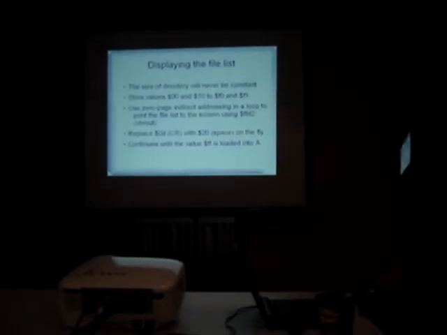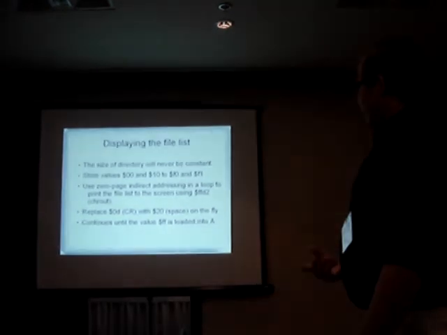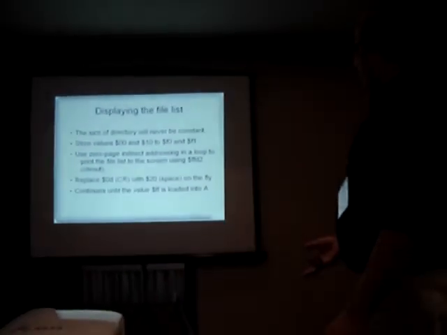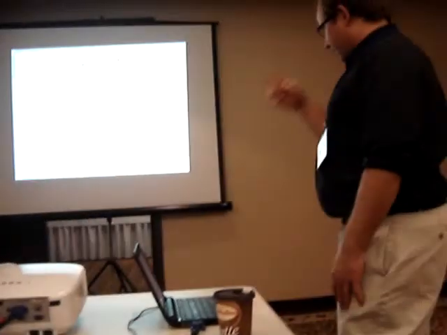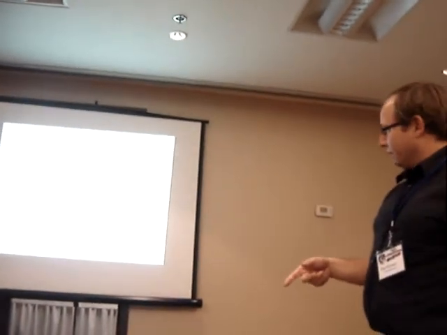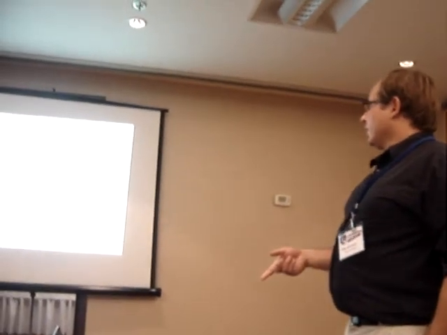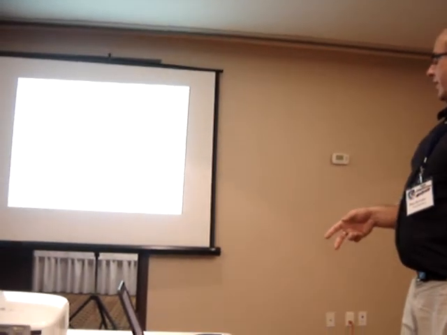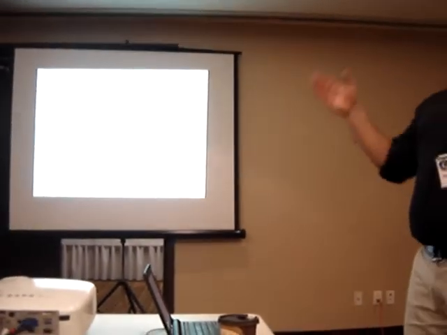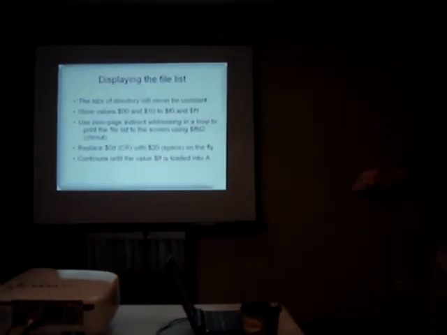So displaying the file list, the size of the directory will be constant. It stores values 00 and 01 to F0 and F1, which you've seen me explain there. It uses that zero-page indirect addressing in a loop to print the file list to the screen using character out. As it's doing that, it replaces carriage return with space, because I ran into a problem where if I had too many file names on the screen, as soon as it started scrolling the screen, my screen would get buggered up.